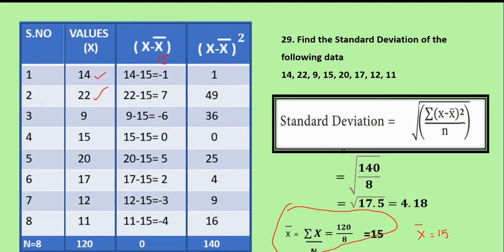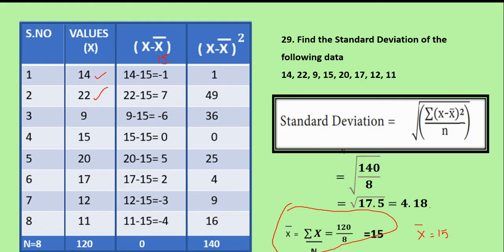So substitute this in the formula. Standard deviation is equal to the root of summation x minus x bar the whole square divided by n. So summation x minus x bar the whole square is 140. 140 divided by 8 will give you 17.5. So square root of 17.5. So use your calculator, 17.5. Then you press the square root function and you will get the answer displayed, 4.18.